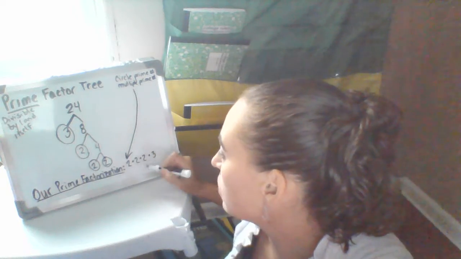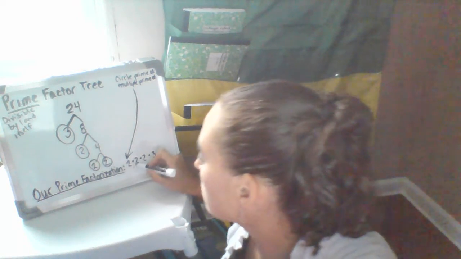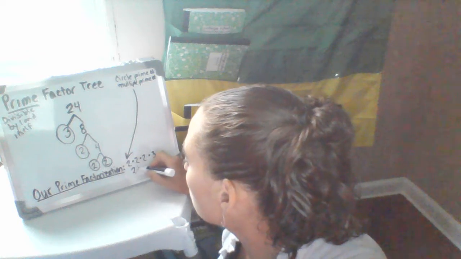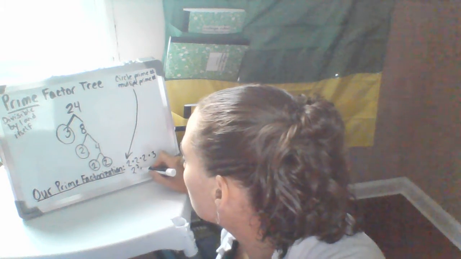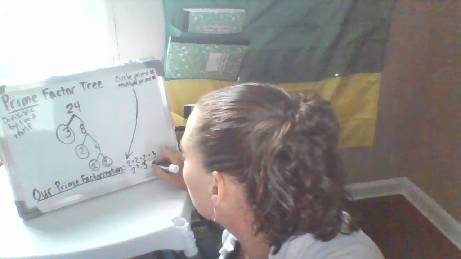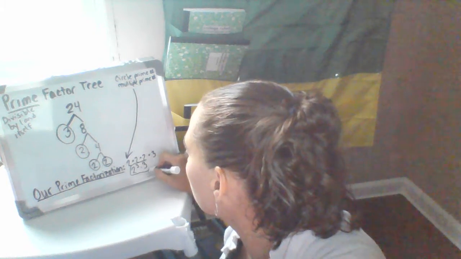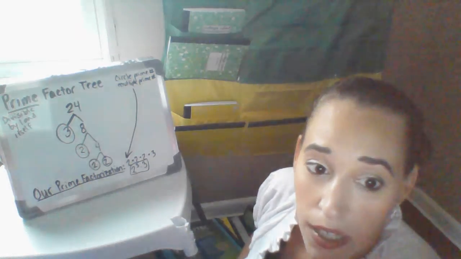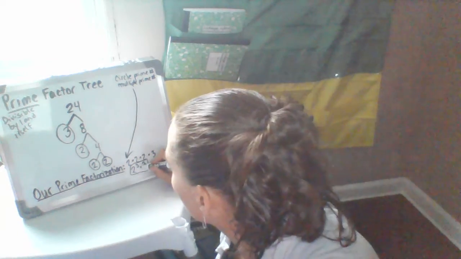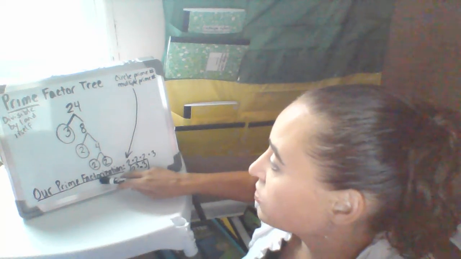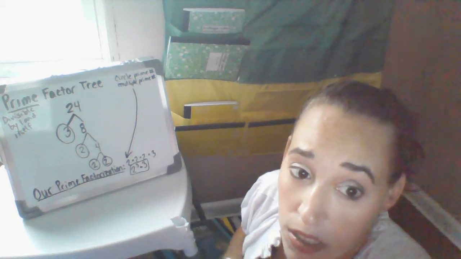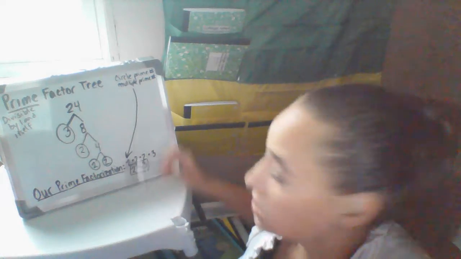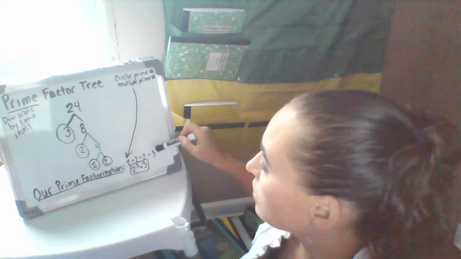So how many 2's do I have? 1, 2, 3. So that's technically 2 cubed times 3. That is your final answer. Okay, 2 cubed times 3. And that's the prime factorization of 24. So 2 cubed times 3 is the prime factorization of 24. And 2 cubed simply means 2 times 2 times 2 times 3.